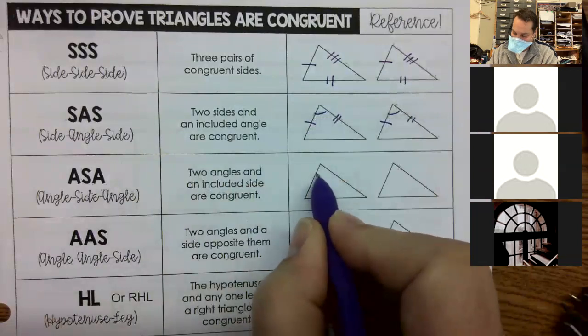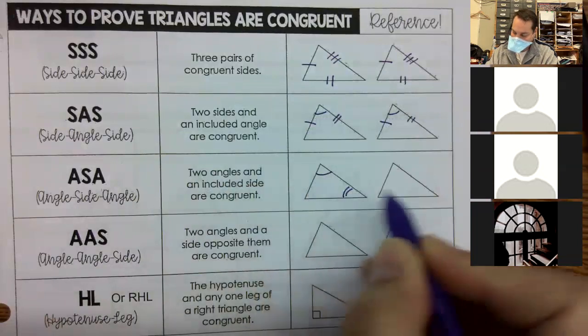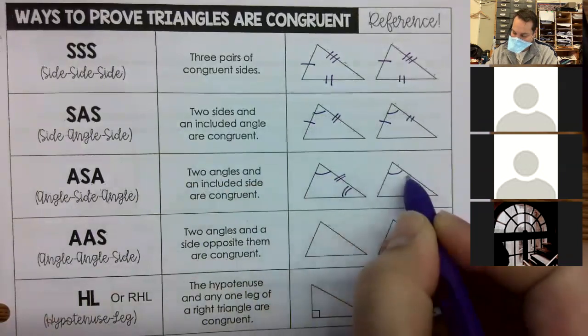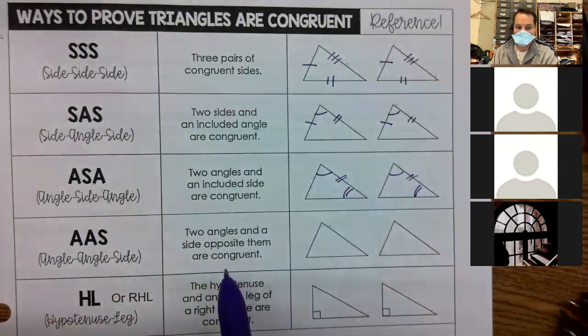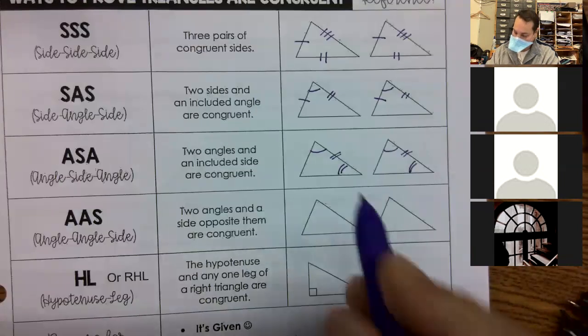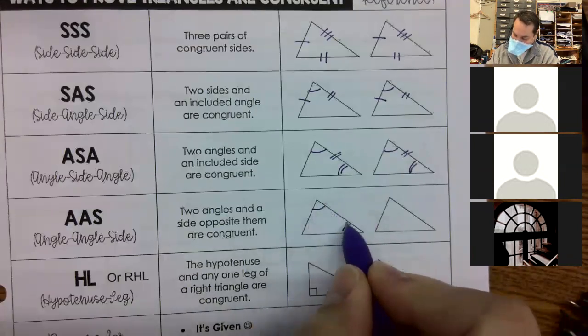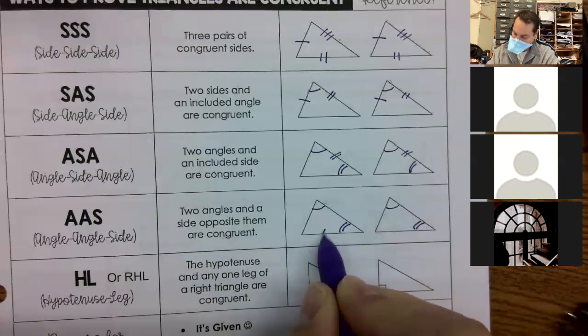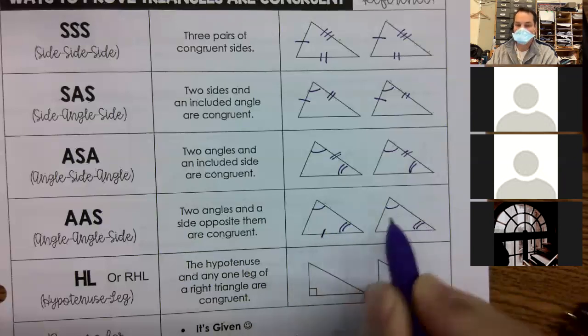Angle side angle is where I've got two angles, but the side trapped in between is the part that's congruent. An angle angle side again has two angles, but this time the side is not trapped in between.